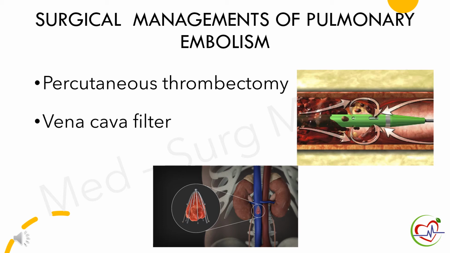Second procedure is vena cava filter. It is commonly used in patients who have blood clots in the vein but cannot take anticoagulants. It is a small wiry device which will be placed in inferior vena cava. This filter catches blood clots and stops them from moving up to the heart and lungs.